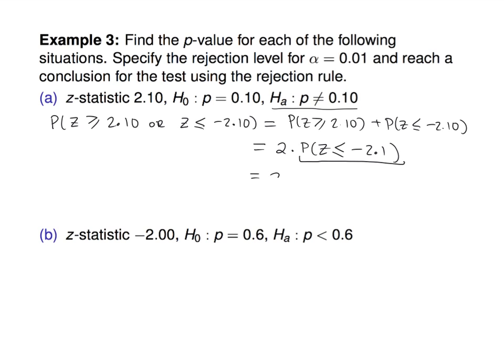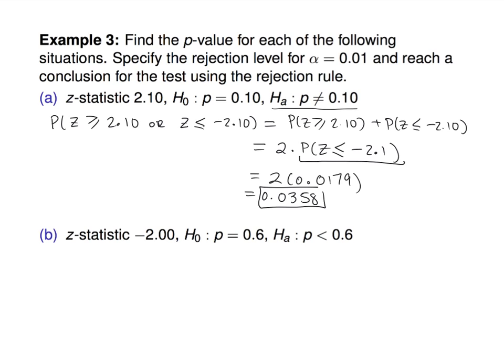0.0179, yep. So that's 2 times 0.0179, which is 0.0358. Since these tables have 4 digits, just keep 4 digits in all your homework. Don't worry about my arbitrary 3 rule, just do 4.